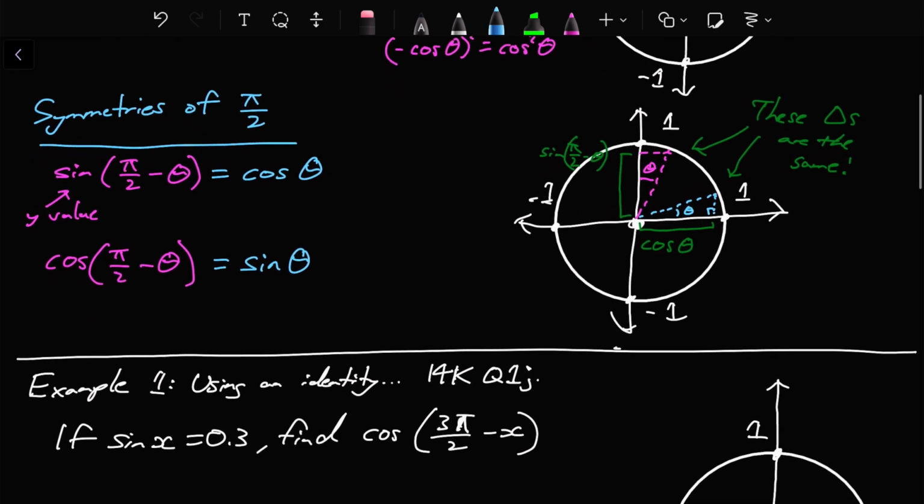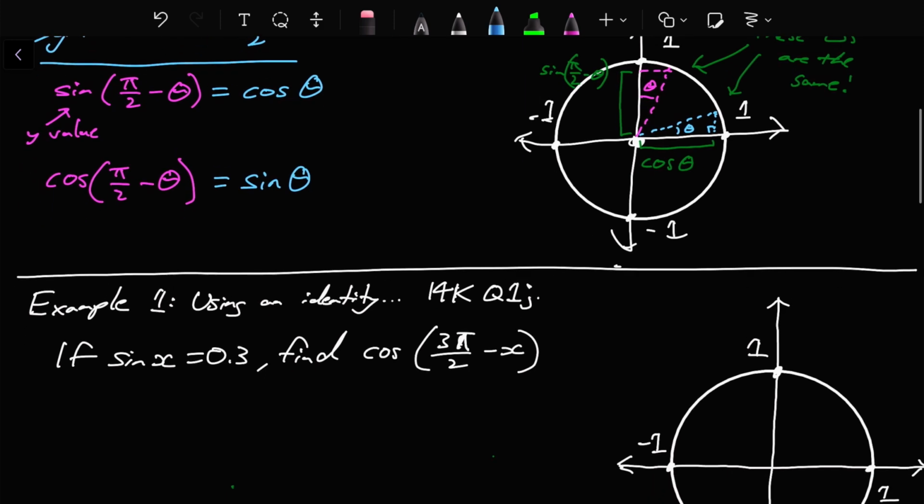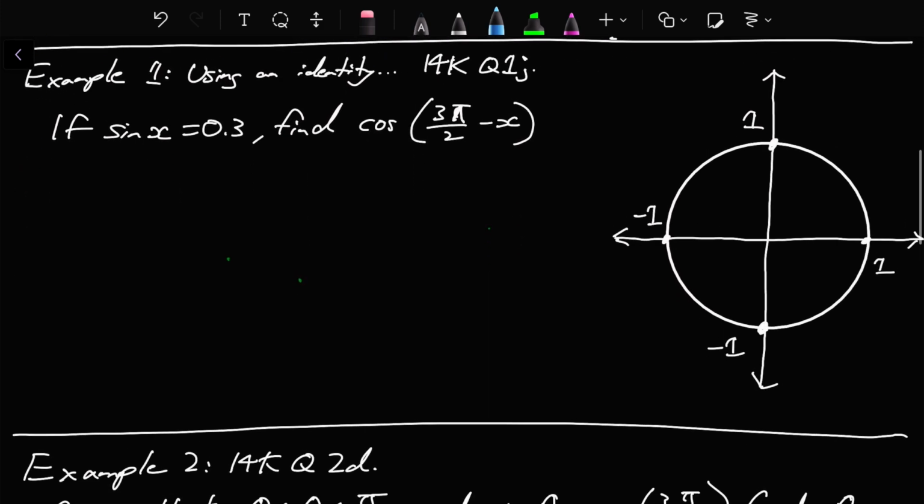Let's use the identities first. So these are the symmetries that we just talked about. We're doing example 1, 14K, question 1J. If sine of x, that is an angle x, equals 0.3, find the cosine of 3 pi on 2 minus x. So we're going to use some symmetry, but first let's draw the triangle.